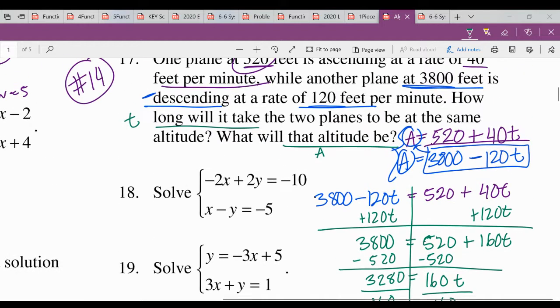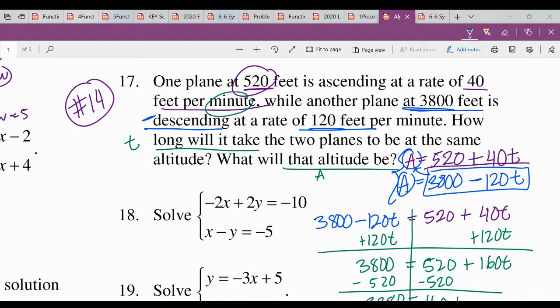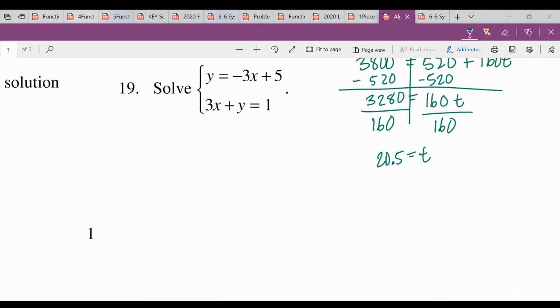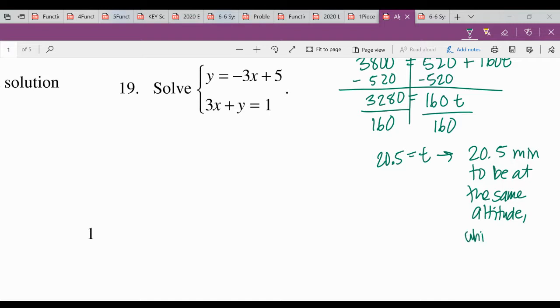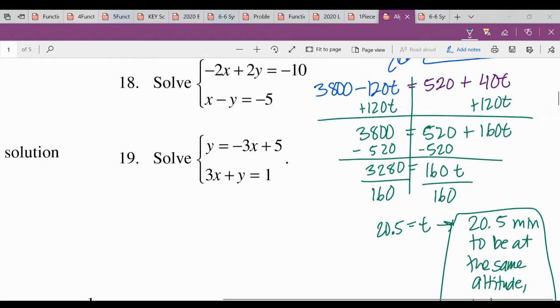In the context of the problem, that means it takes 20 and a half minutes for them to be at the same altitude. But we also need to know what that altitude is. So I'm going to say, which is how many feet? And then that will be my complete answer. So I just have to solve for feet.